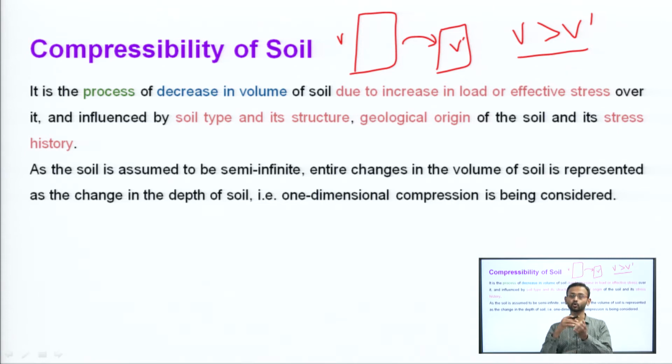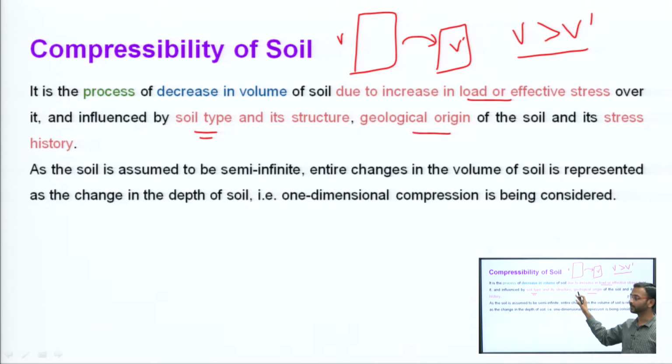I have given you some examples here of why the volume of soil can decrease. The first thing is an increase in the load, or the effective stress over it. It is also influenced by the soil type, its structure, the geological origin of the soil, which we will be discussing, and then its stress history, because soil has some memory. I will tell you one example when we talk about the stress history.